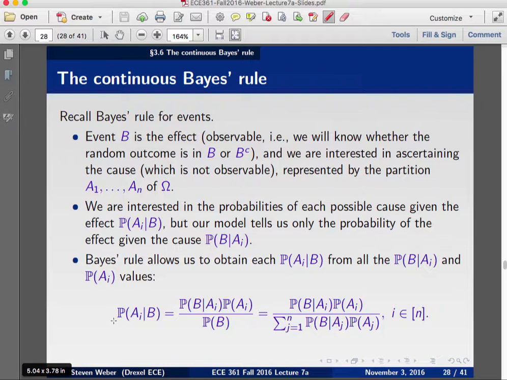All right, in particular, Bayes' rule says nothing more than the definition of conditional probability. The probability of cause A_i given effect B is equal to the probability of B given A_i times the probability of A_i over probability of B. This is nothing more than the definition of conditional probability. And then the denominator is often expanded using the total probability theorem. Here, probability of B is expanded by conditioning on all possible values of A_j from j equals 1 to n. So that was Bayes' rule, and we covered that several weeks ago now, early on in the class.